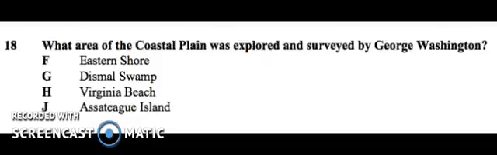Question 18. What area of the coastal plain was explored and surveyed by George Washington? F. Eastern Shore, G. Dismal Swamp, H. Virginia Beach, or J. Assateague Island.